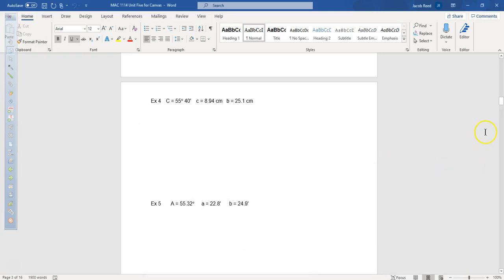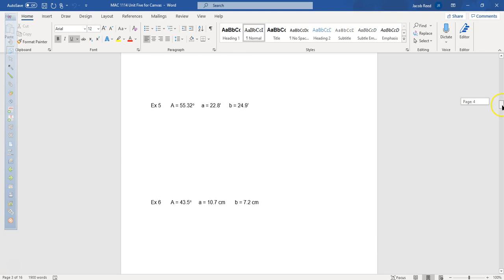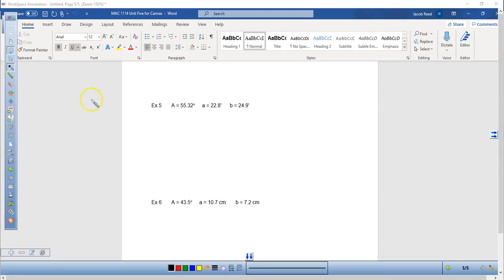And we scroll down to number 5. Only two more, as you can see, 5 and 6. All right, with number 5, I'm going to go and draw my triangle. You get really good at drawing triangles when you're practicing law of sines and cosines. This is 55.32 degrees. So across from that, 22.8, and B, 24.9. Yet again, side-side-angle.